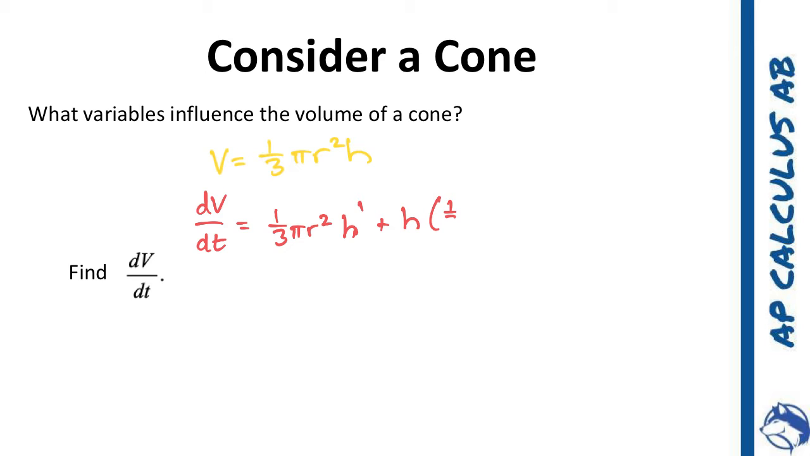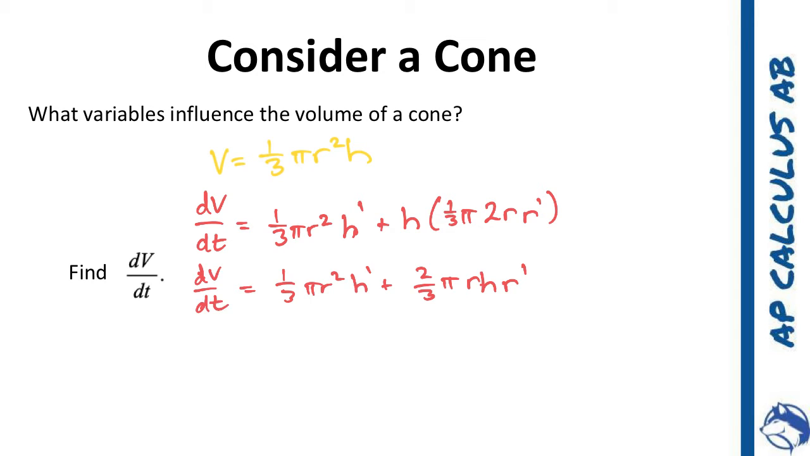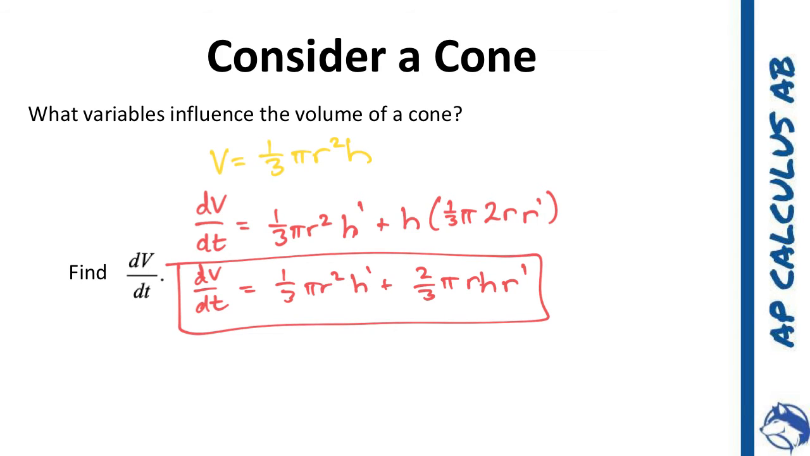Well, that's still that 1/3 pi, and then it would be 2r, and then it's r prime. So if I rewrite this, I'm going to get 1/3 pi r squared h prime plus 2/3 pi r h r prime. And that's for my dV/dt, or I could say that's for V prime. So I'm going to use that going forward.